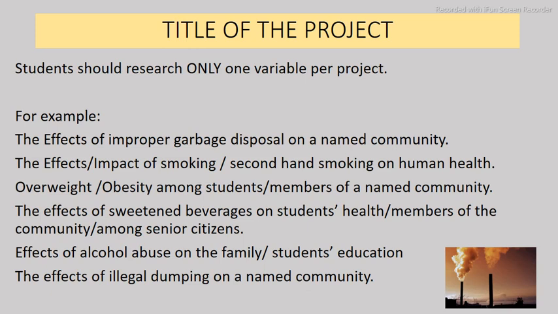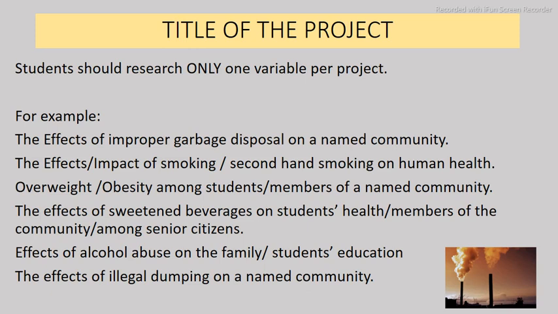Now, students should research only one variable per project. So you can look at any of the examples here. The effects of improper garbage disposal on a named community. So you'll give the community a name.